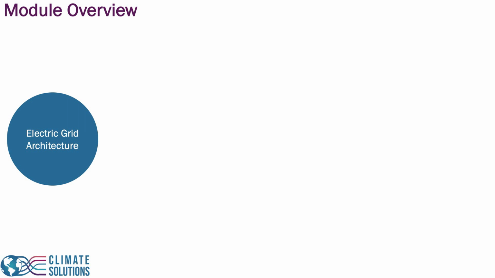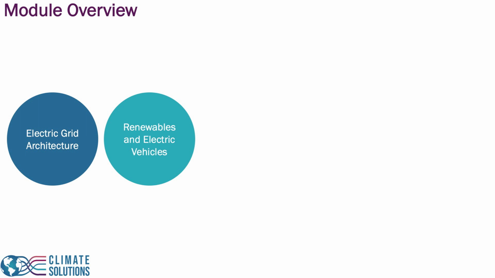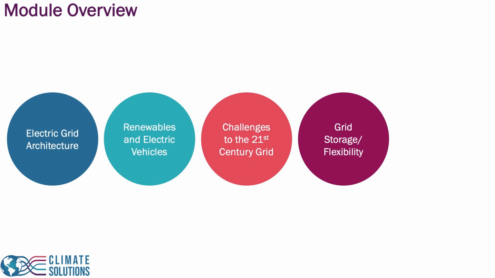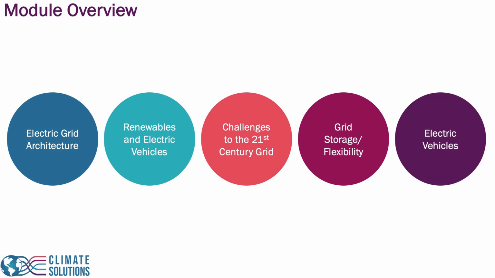I'll start today's lecture with the basic electric power grid architecture, its physics and economics. I will then discuss new trends for the electric grid aimed at decarbonization, namely the adoption of renewable energy and electric vehicles. These technologies are transforming the 21st century grid and creating a host of new challenges that I will discuss. To solve these challenges, we will understand grid storage, flexibilizing the demand, and mitigating the grid impact of electric vehicle charging. To kick things off, I want to talk about the basic grid architecture.